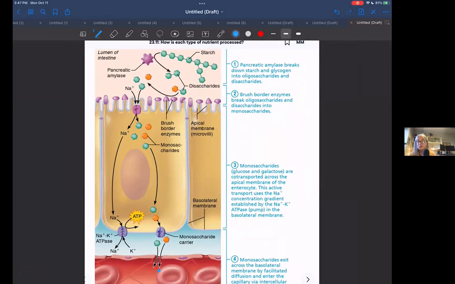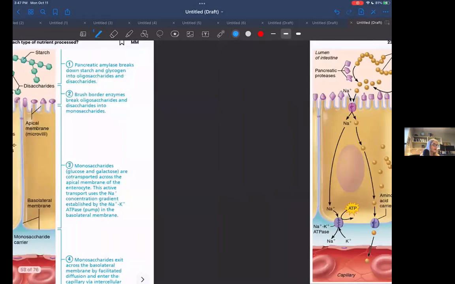Then they are transported to the capillaries. Glucose gets transported into your capillaries. That blood then gets transported to the liver, and the liver takes out a lot of that glucose to store it as glycogen. The liver is also where we have the breakdown of fructose, so fructose would also be taken out by the liver. Here you can see the mechanism. It doesn't go between the cells. It actually goes through the cells, which is fascinating.